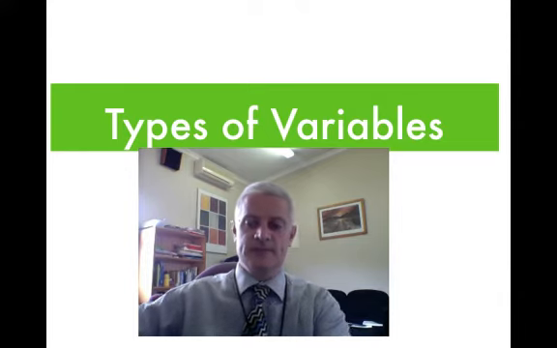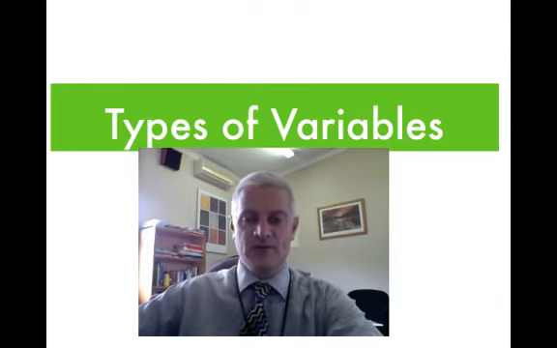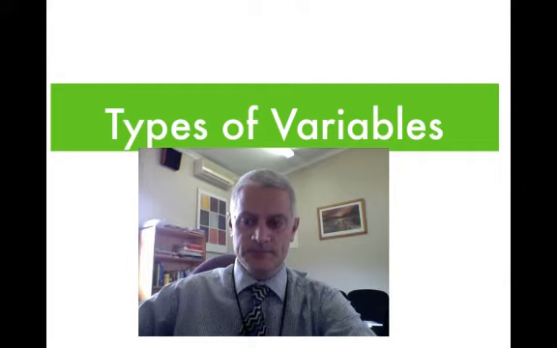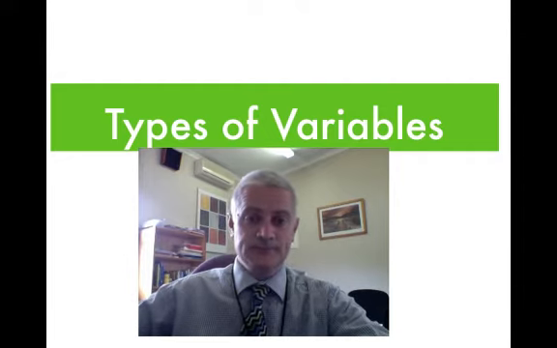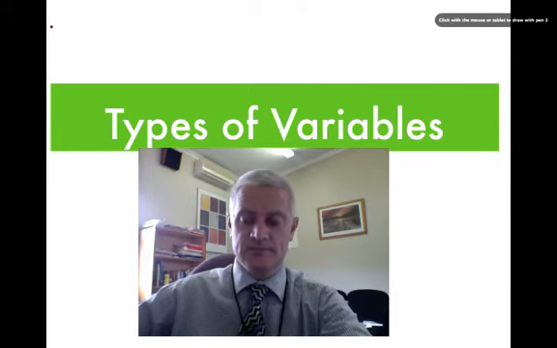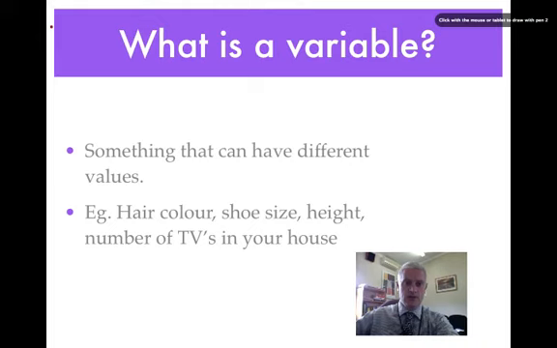Today we're going to look at types of variables. What is a variable? And hopefully you know what a variable is. We're going to explore that because there's a few different types. First of all, what is a variable? Something that can have a value. Something you call a variable, something that can have a value.